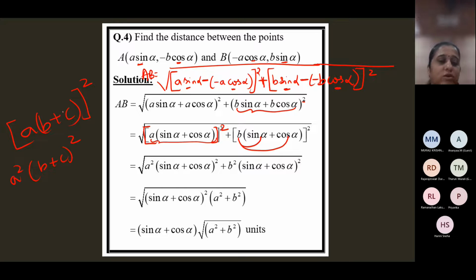You'll have to apply the square for all the terms, you understand everything inside the bracket. So it's like a into b plus c, a into b plus c. So that will be a square into b plus c the whole square. Similarly here, a square into sine alpha plus cos alpha the whole square, applying the square for a and for sine alpha plus cos alpha.